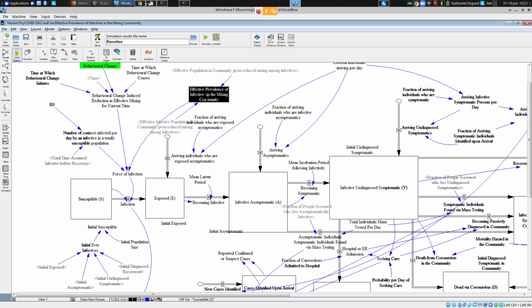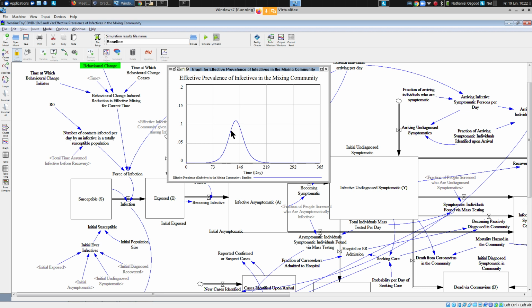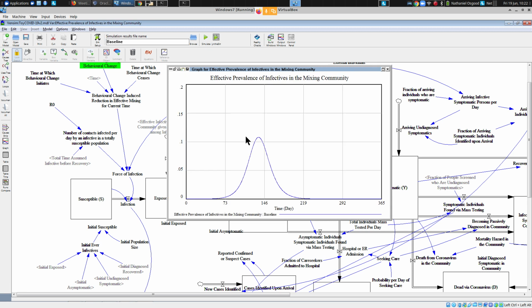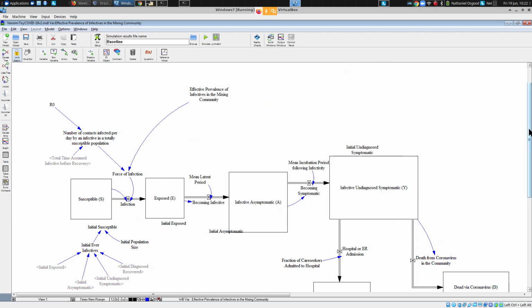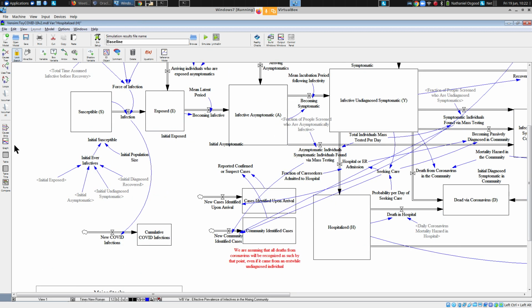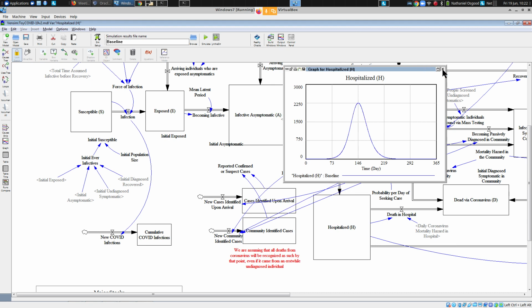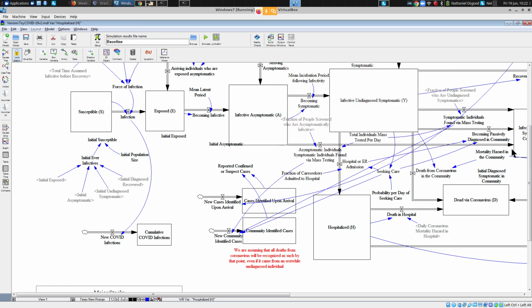For example, this quantity up here, effective prevalence of infectives in the mixing community. And we can go graph that. For example, we see that the prevalence of infection in the community, that's not to say diagnosed cases, prevalence of underlying infection, reached above 10% sometime just before time 146, after rising steeply, and then it declined. And we could go explore other quantities of interest, perhaps, for example, the hospitalized. A model like this reaches a peak bang on at time 146 or so.